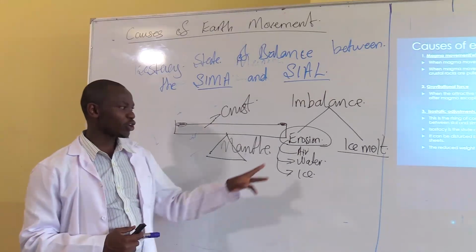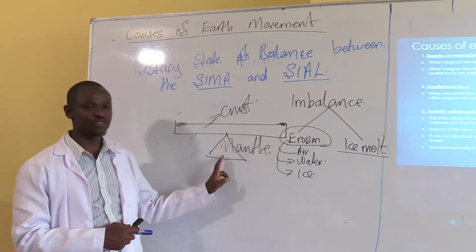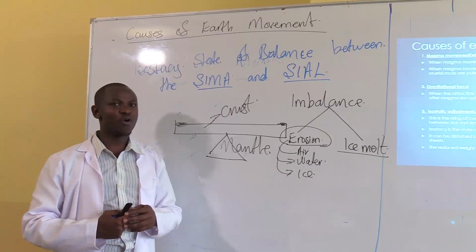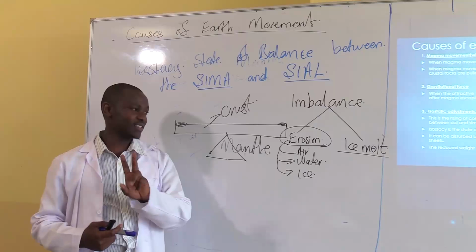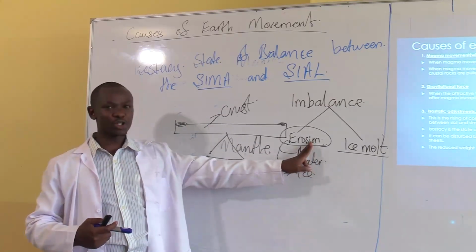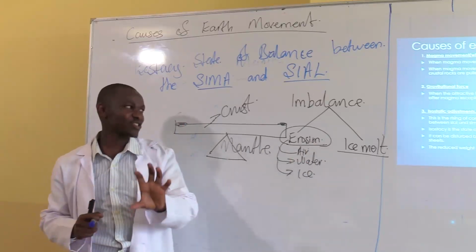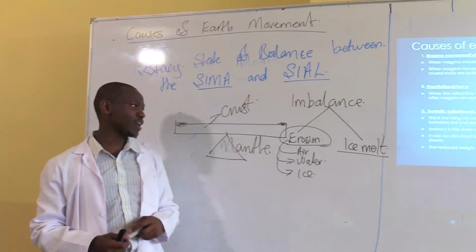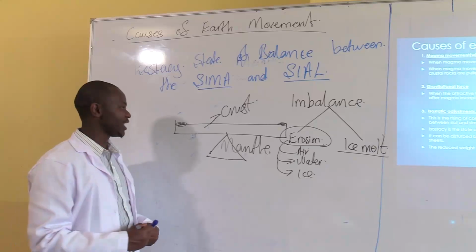But now, for erosion to cause an imbalance in this crustal rock which is floating on the mantle, it has to be due to either accumulation of substances, that is deposition, for a long period of time, or the erosion itself, removal of parts of the crustal surfaces for a long period of time. Let's see how it works in this diagram that we have here.